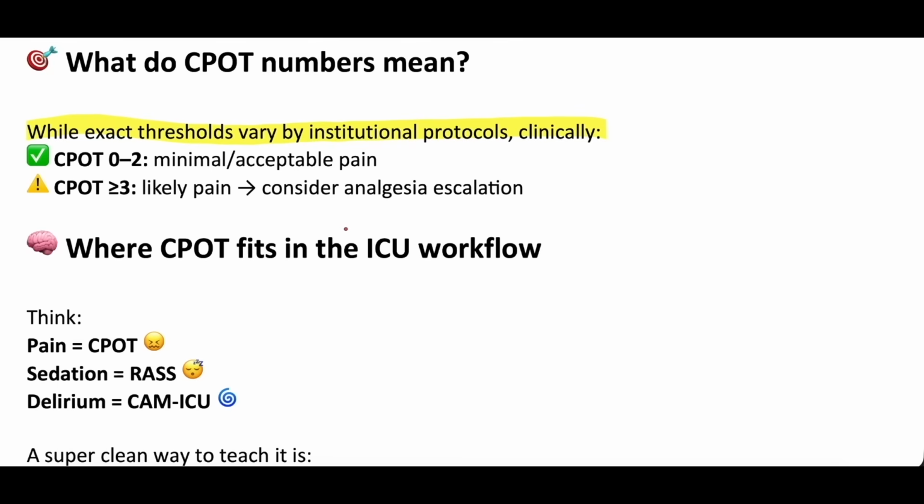All institutions are a little bit different, but in general, a CPOT score of 0 to 2 is often considered minimal or acceptable pain, right? Where a CPOT score of greater than 3, most people would suggest you could consider escalating analgesia. Okay, so 0 to 2 is like the porridge is just right. More than 3, maybe too much pain.